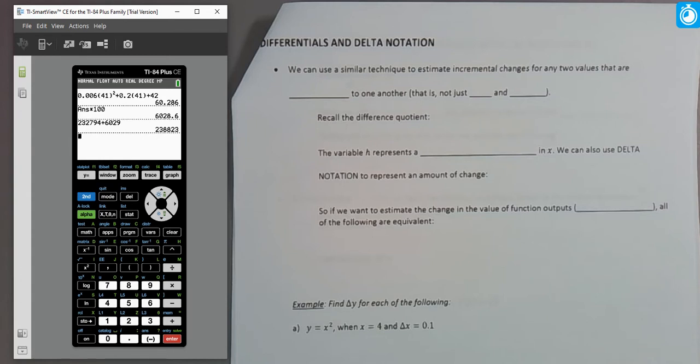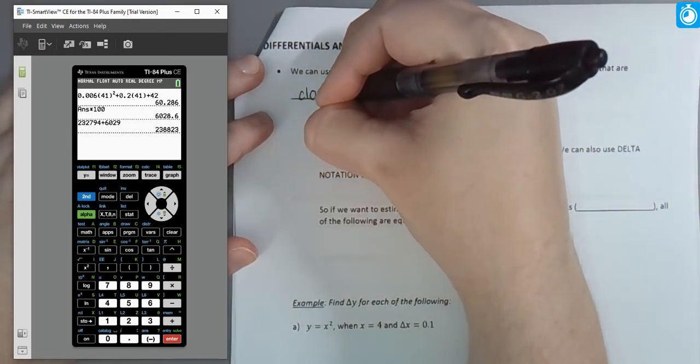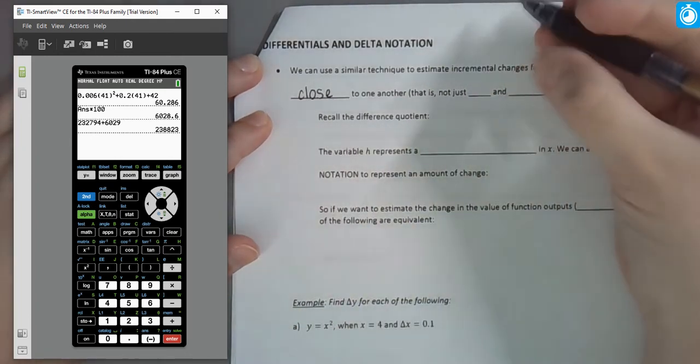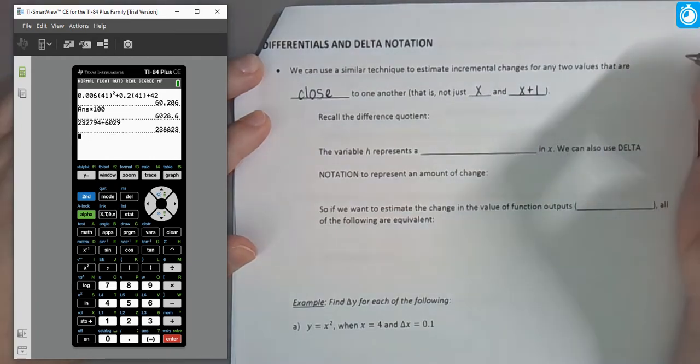So with a marginal cost, revenue, profit, we're looking at what happens to increase production by 1 unit or increase whatever value by 1 unit. We can use a similar technique to estimate incremental changes, so an amount of change, for any two values that are close to one another. So not just one number and then one number up from it, so not just x and x plus 1, any two values that are close together.